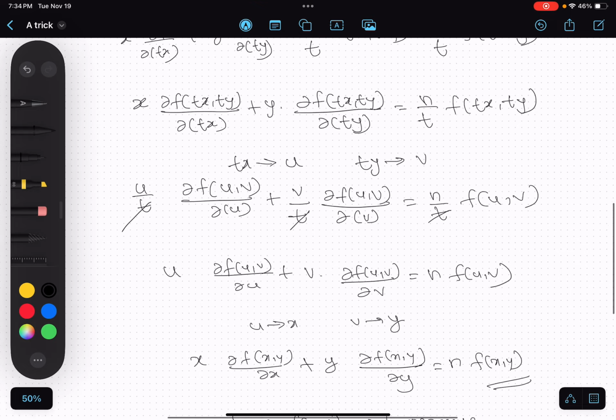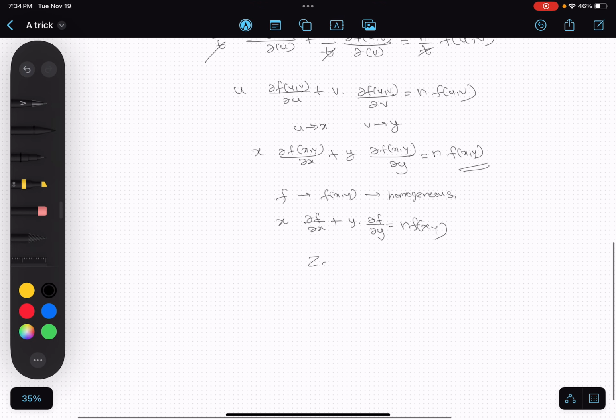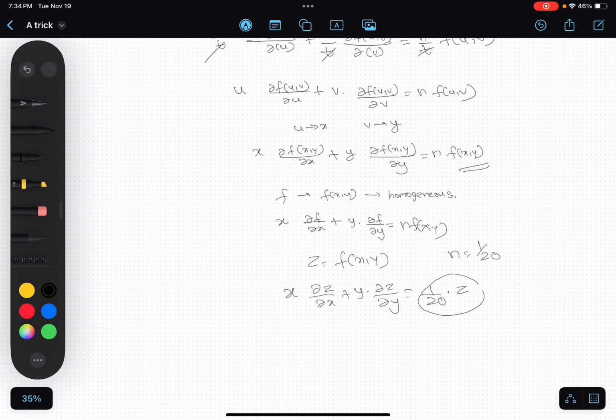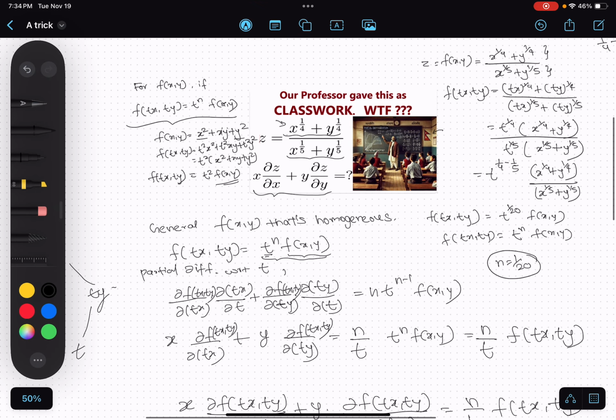In our case, g is also a function of exactly x and y, right? And the degree n in this case, we found out, is just 1 by 20. So that will be x times partial g by partial x plus y times partial g by partial y will just be 1 by 20 times g itself. So that's our answer. This is just g by 20, and that's a really elegant answer.